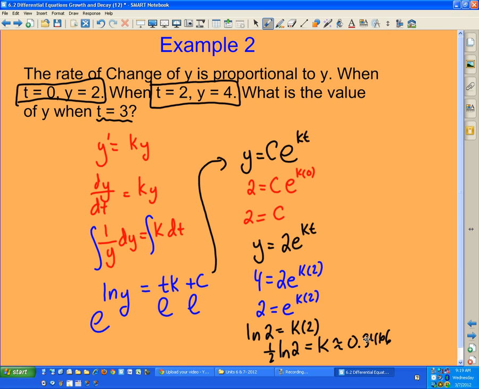Now to find what's happening when t is 3, I go back to the equation: y equals, I know c is 2, I found that, e to the k times t. My goal is to find y, so I put in 0.3466 and multiply it by a time of 3, and when I crunch those numbers in my calculator, I end up finding that it's 5.657. That's really all we're trying to do for these examples. If you have any questions, please come to class prepared to ask them.